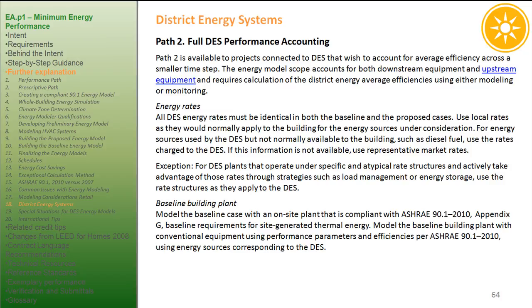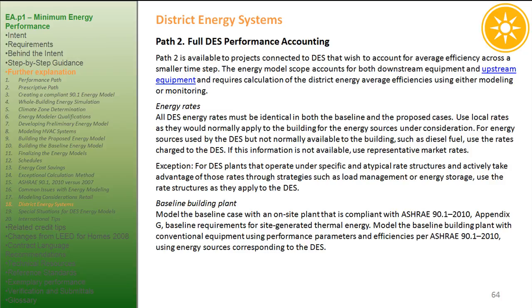Exception: for DES plants that operate under specific and atypical rate structures and actively take advantage of those rates through strategies such as load management or energy storage, use the rate structures as they apply to the DES.